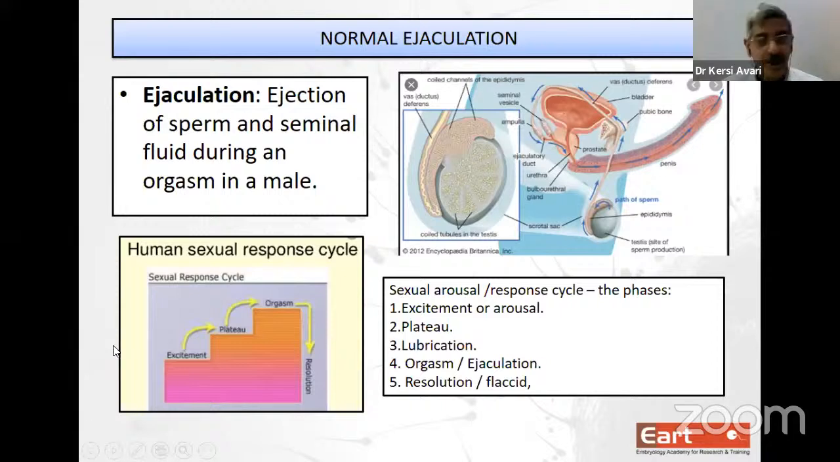Now, these have a lovely store of sperm. So when that excitation phase comes, the triggering impulse is there, along with the erection, in which this corpus cavernosum becomes engorged with blood. Now, this is exactly what Viagra does.